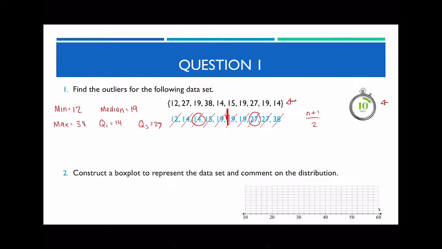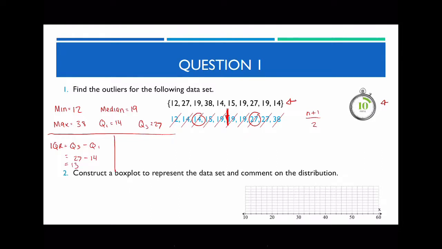Once you've found the 5-figure summary, you need to find what the IQR is. Remember, the formula is Q3 subtract Q1. We said that Q3 was equal to 27. 27 take away 14 equals 13.